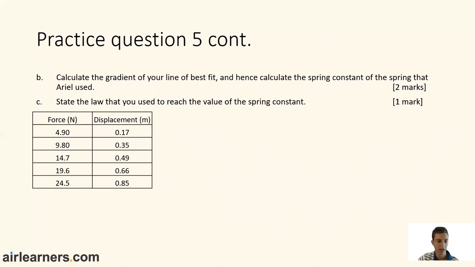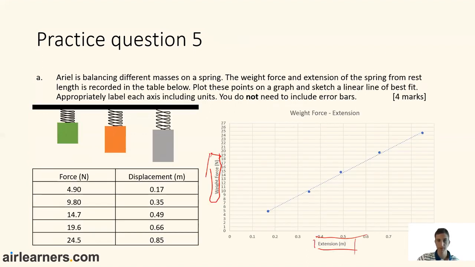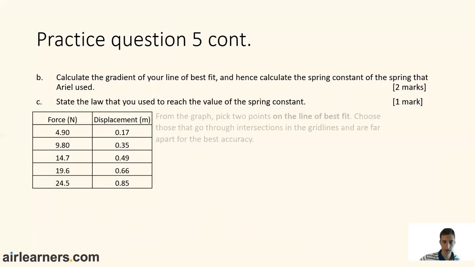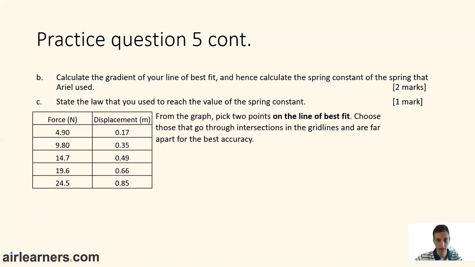Okay, now that you've had an opportunity to do that question, let's have a look at how I would answer part B. So from the graph, I need to pick 2 points that I'm going to use. I'm going to choose those that go through intersections in the grid lines and that are far apart, so that I have the most accurate value. That's a technique you generally use to find the gradient because it tends to be the closest to the value that the assessors are looking for.